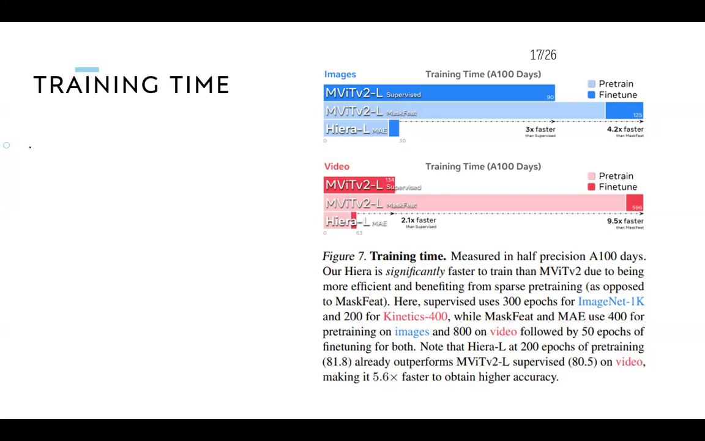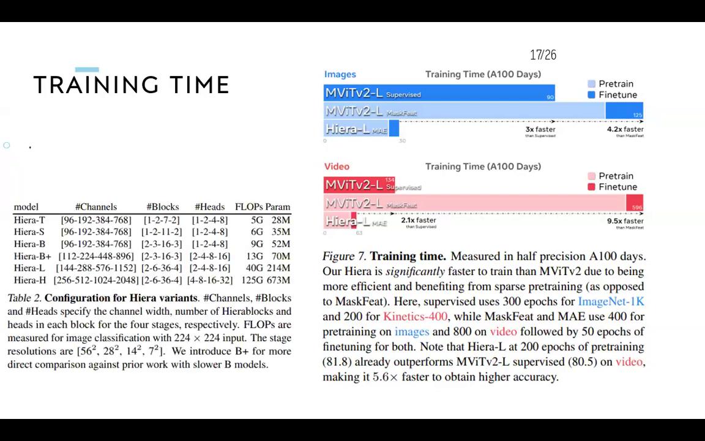It was 3 times faster on images and twice as fast on videos while training, which, especially when you're training very, very large models on very large amounts of data, this time crunch is super important. And it's measured in A100 days. The NVIDIA A100 is a very popular GPU used to train these models. But yeah, as you can see over here, Hiera-L was much, much faster than its other counterparts.